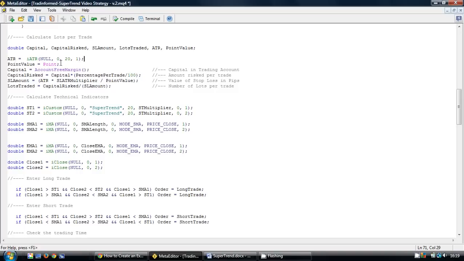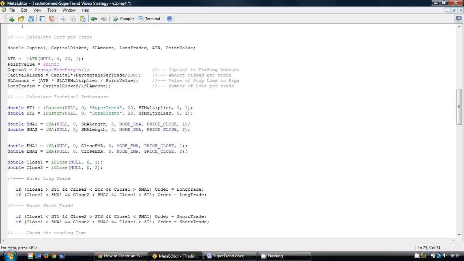Point value uses the value point, which is specific to your broker. It's normally going to be to 4 or 5 decimal places. Capital, again, is going to vary all the time potentially. This is called account free margin.